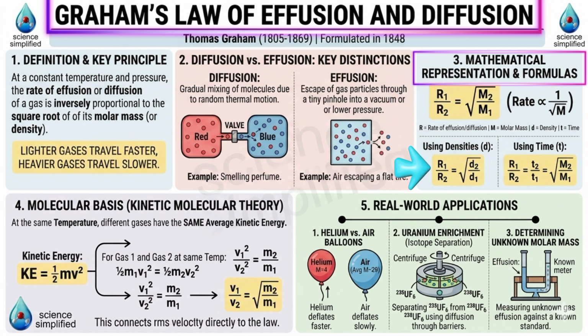We can also express this relationship using densities or time. When comparing gas densities, the formula is written as rate 1 divided by rate 2 equals the square root of density 2 divided by density 1. When measuring the time required for a gas to move, the relationship is inverted because a faster rate means less time is taken. Therefore, the formula becomes rate 1 divided by rate 2 equals time 2 divided by time 1, which equals the square root of molar mass 2 divided by molar mass 1.